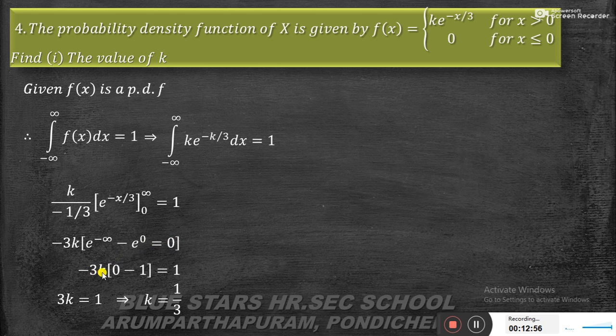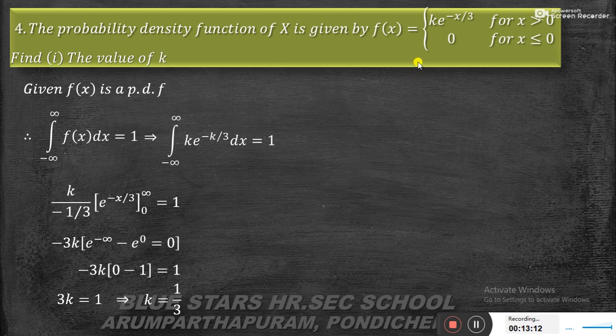So therefore minus 3k into e power minus infinity is 0, minus e power 0 is 1. So minus into minus plus. So 3k equal to 1, k equal to 1 by 3. Therefore the k value is k equal to 1 by 3. So first we find out the k value.